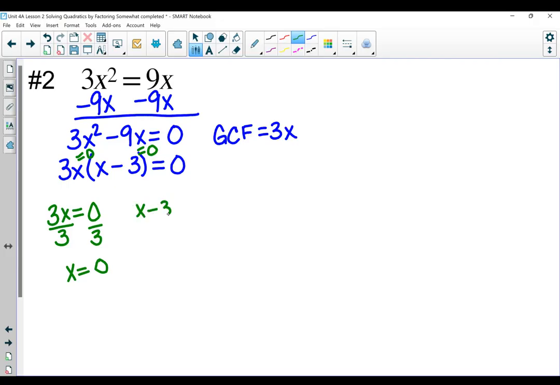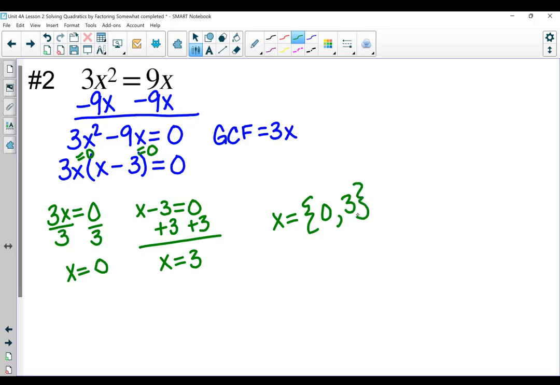And then we get x minus 3 is equal to 0. Add 3 on both sides, getting our second solution of x is equal to 3. For the sake of our notes, curly bracket notation, x is equal to 0 and 3.